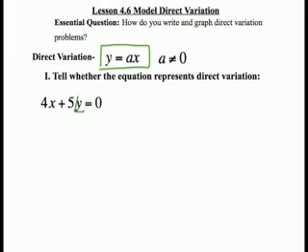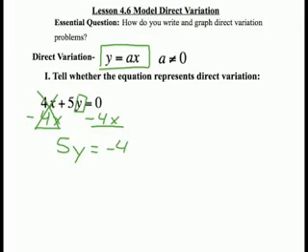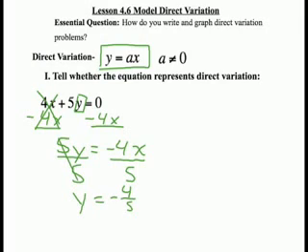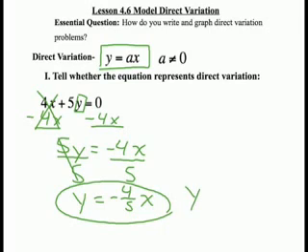4x plus 5y equals 0. Now we always solve for y in direct variation, so we must move the positive 4x to the other side by subtracting 4x from both sides. We're left with 5y equals negative 4x. Now we have 5y, and to undo that we must divide both sides by 5, so y equals negative 4/5 x. And because that is in the form of y equals ax, it is direct variation.